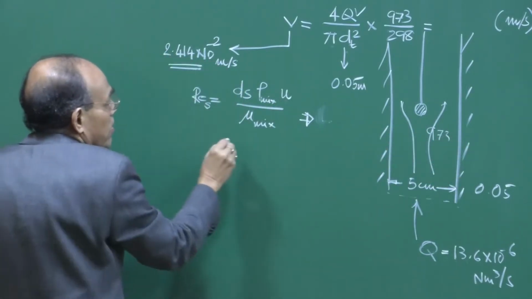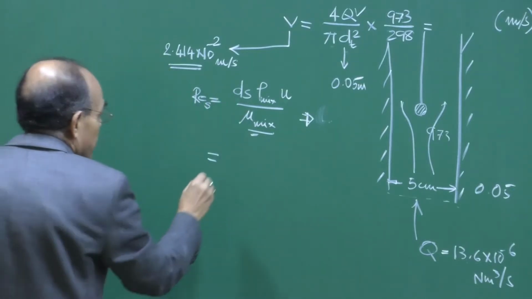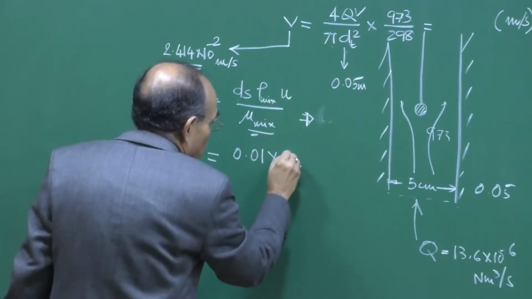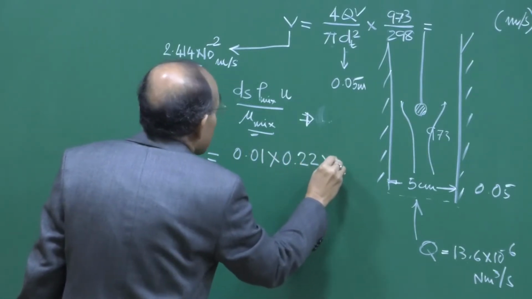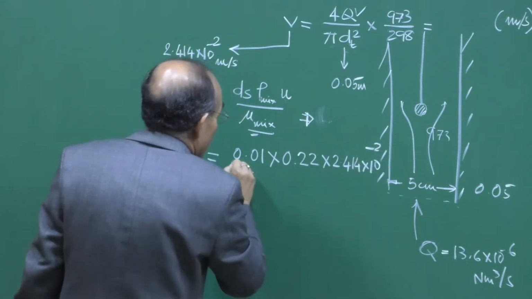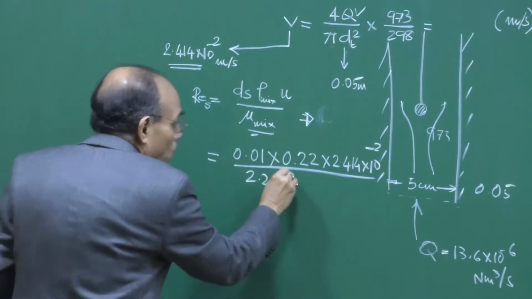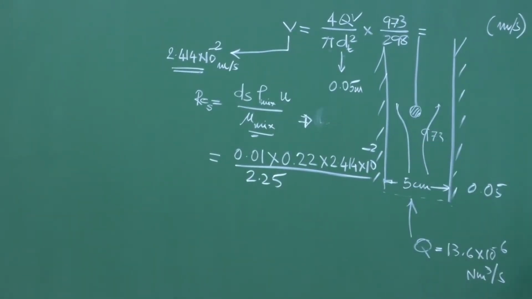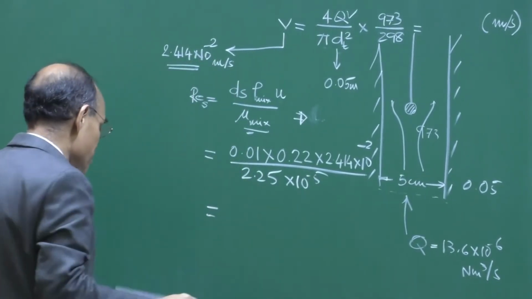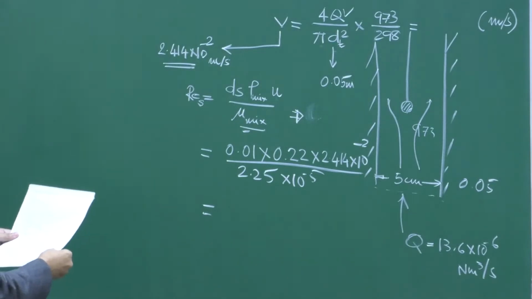I have given you the diameter of the sphere, rho mixture has been given to you, the velocity I have just now calculated, and mu mixture is also given to you. So, if I substitute now, that is 0.01, which is the diameter of the sphere, rho mixture is 0.22, velocity is 2.414 into 10 to the power minus 2, and mu mixture is also given as 2.25 into 10 to the power minus 5, and then the Reynolds number, which is a dimensionless quantity, comes out to be 2 point something.